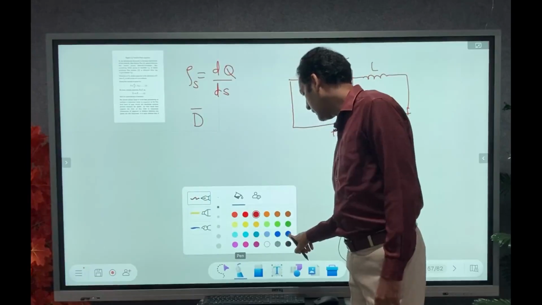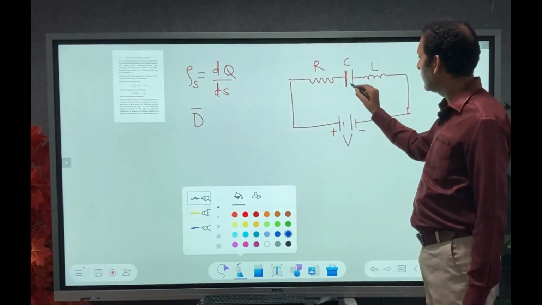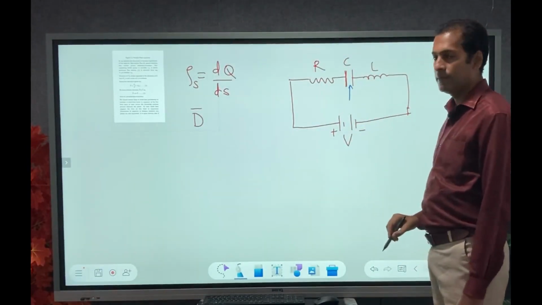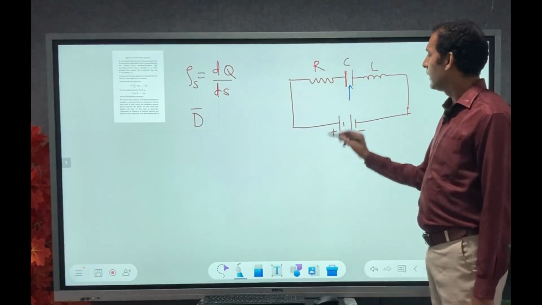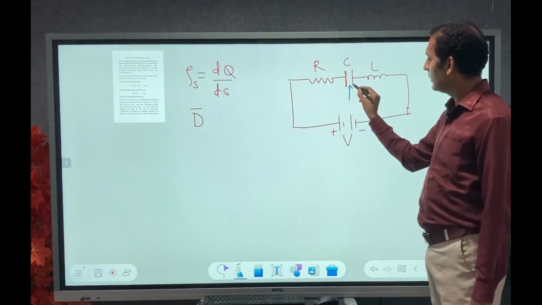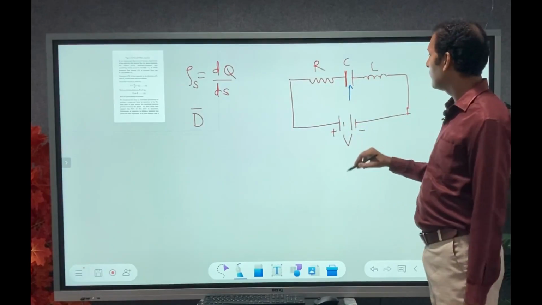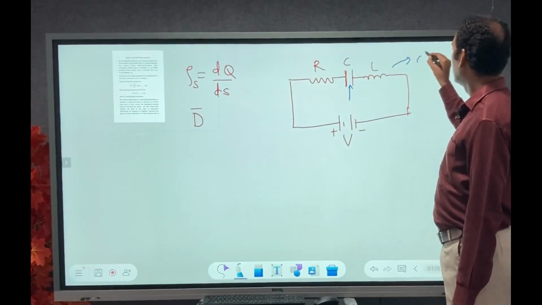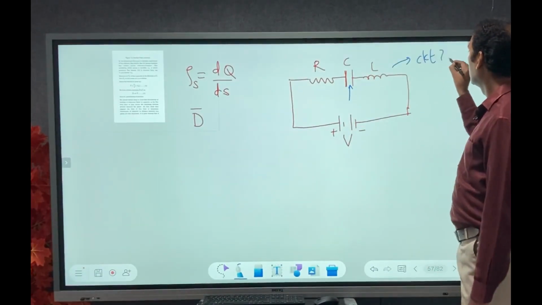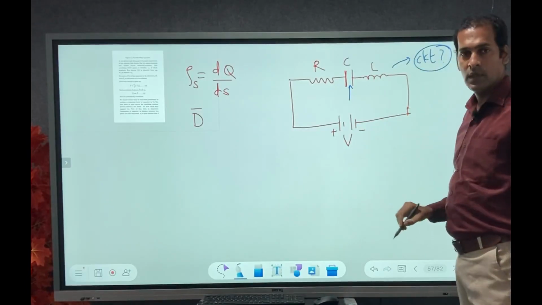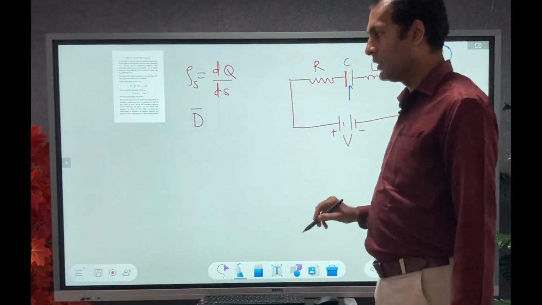Capacitor doesn't have a closed path. What is there in between the capacitor? Two plates. There is a dielectric. That means someone can say this is open here. Then how can we call it a circuit which is closed? There may be a question. So what happens in this case?